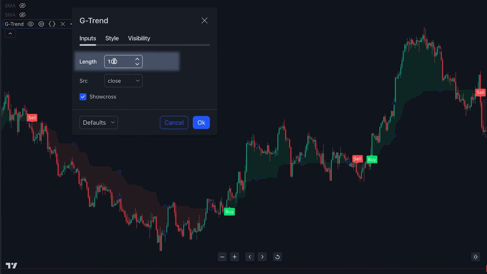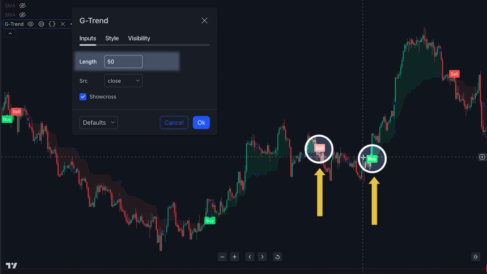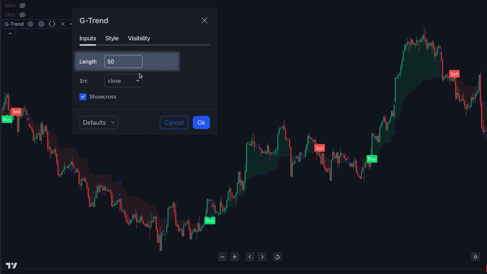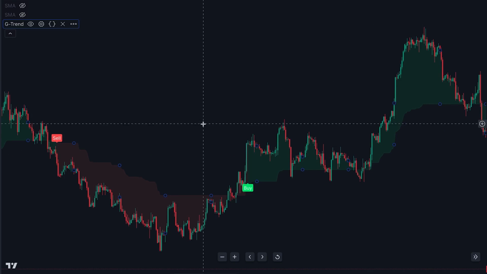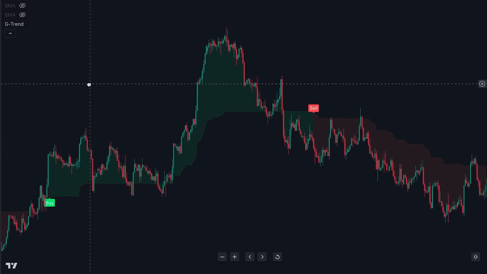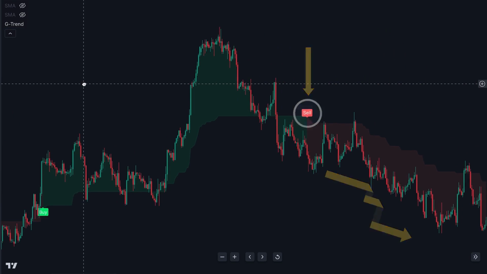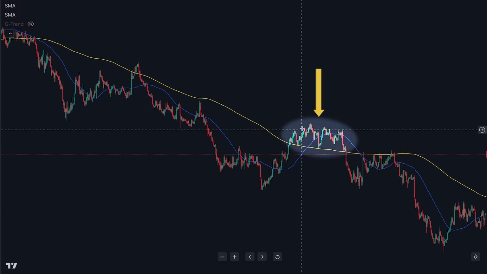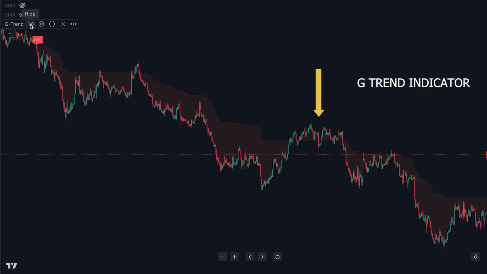Lowering the length option can provide shorter-term trends, opening doors to scalping opportunities. For our back test, we found 200 to be the most effective as we want longer-term trends. This adjustment helps us sidestep mixed signals in volatile market zones, a pitfall other indicators like the moving averages sometimes fall into, such as in these areas.